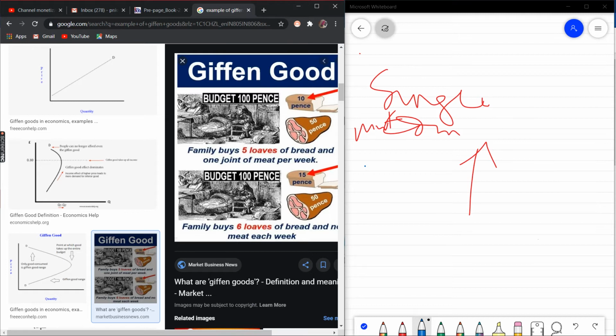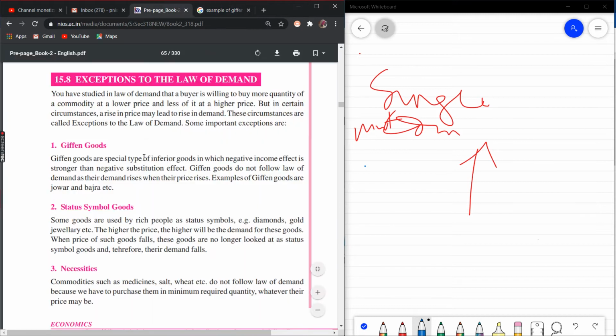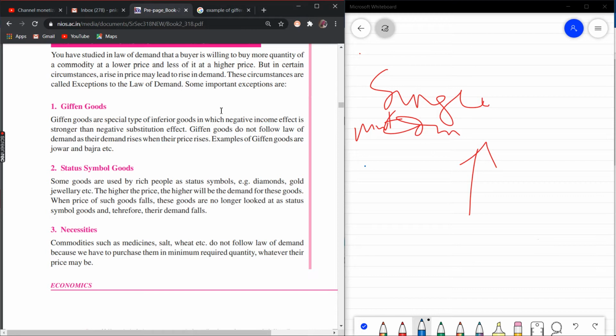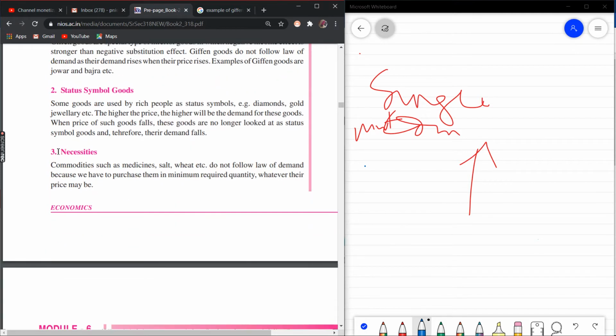Okay, this is the perfect example of Giffen goods. And the next one is status symbol goods, which represent luxury goods. Luxurious goods are normally high in cost. Even though there is a high cost, there will always be a higher demand due to the higher prices. Okay, and necessities, this is what I told about.